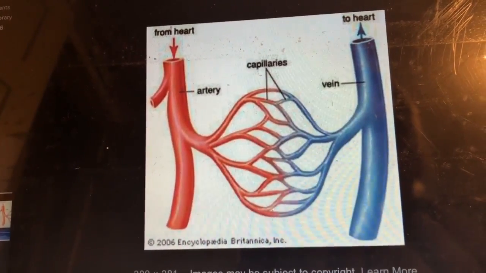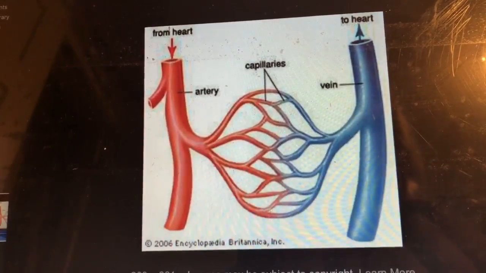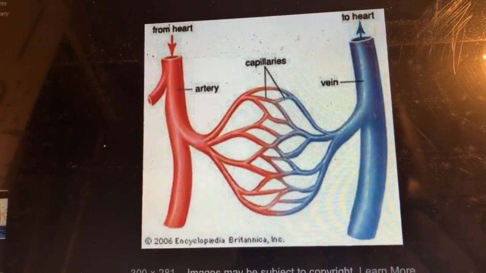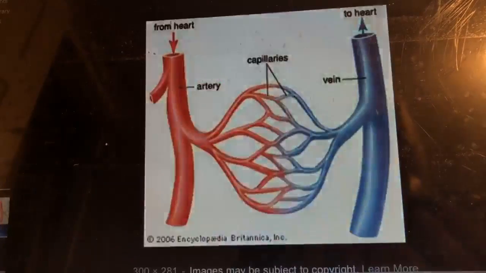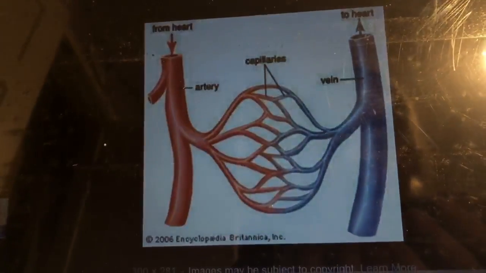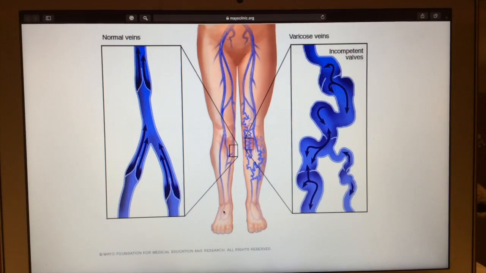The respiratory system also has a major part in this because it reoxygenates the blood coming from the veins and transports it into the arteries where it can be taken throughout the body.